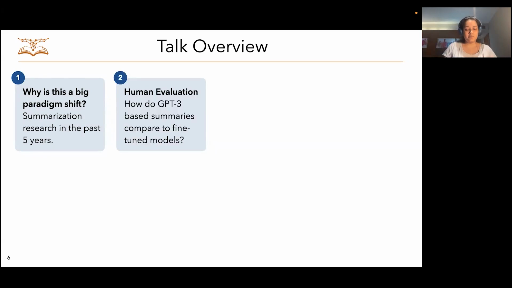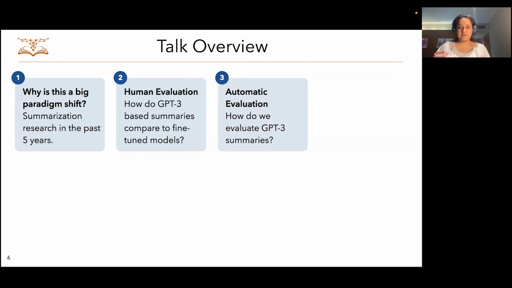Then I will talk about human evaluation, about the study that we ran to compare GPT-3 and fine-tuned models and the results that we got. In the next part of the talk, I'll talk a bit about automatic evaluation and basically try to see if the current suite of metrics that we have are able to evaluate GPT-3 summaries or not.